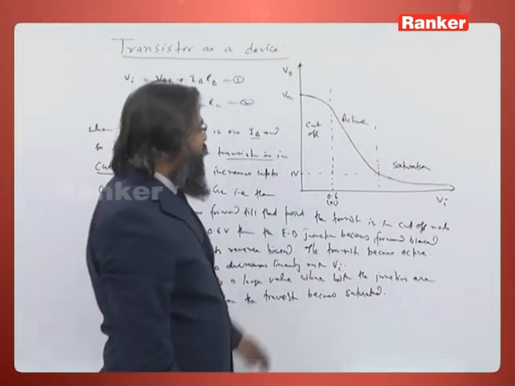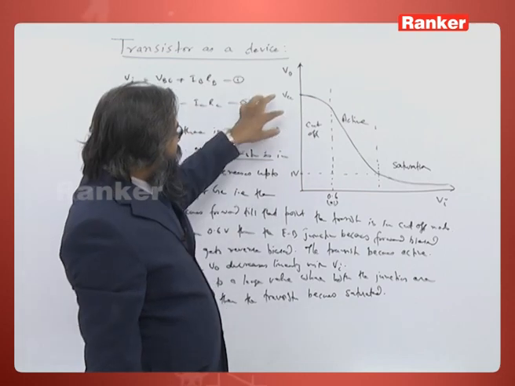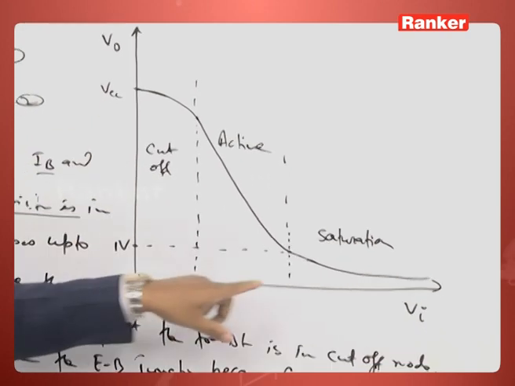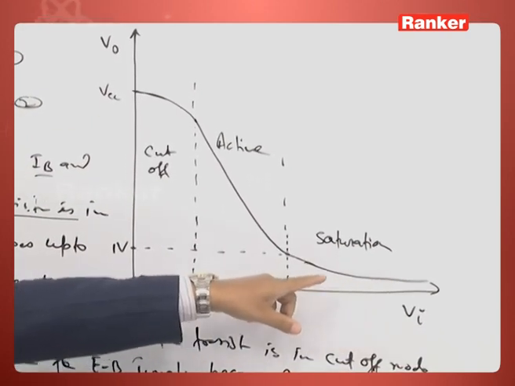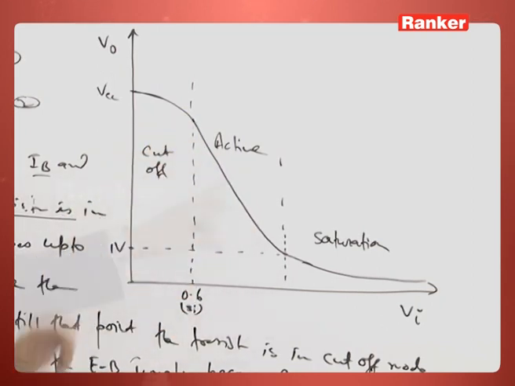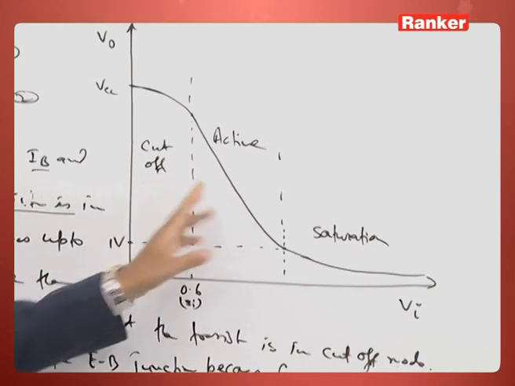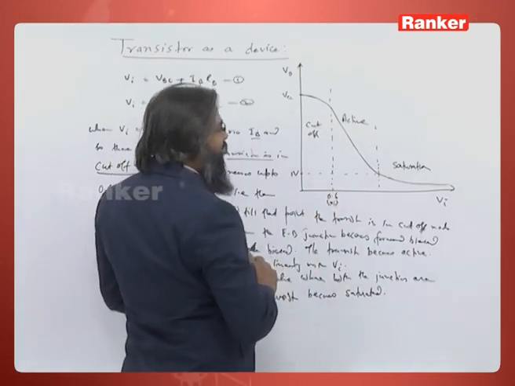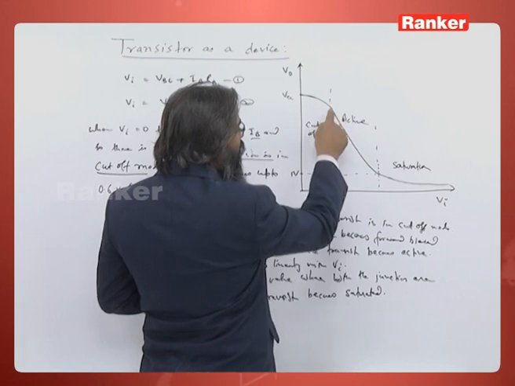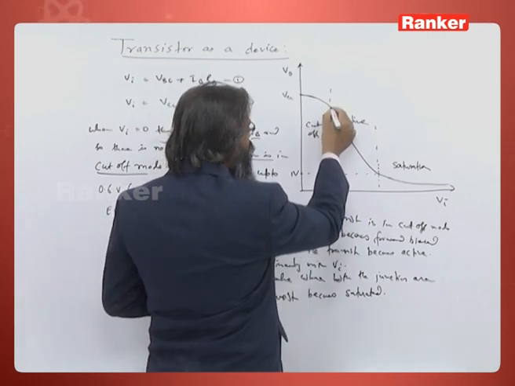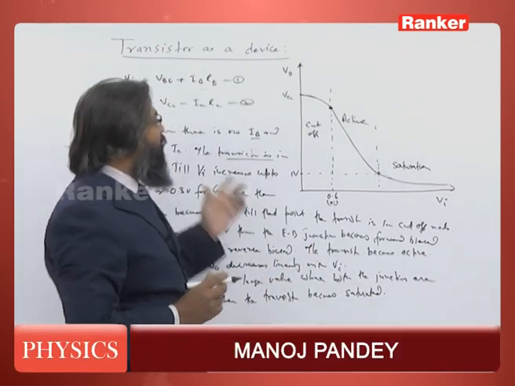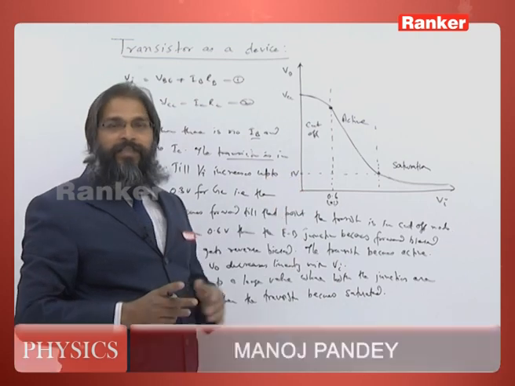So, we have seen there are 3 regions. The output voltage is high at this place, the output voltage is low in the saturation region, and this is the active region where we have to use. This is the amplifier to be used in this region. When we have to use the transistor as a switch, then we have to work in these 2 regions. When we have to use it as an oscillator, from this end to this end we have to use. This is how a transistor can be used as a device in the 3 regions.